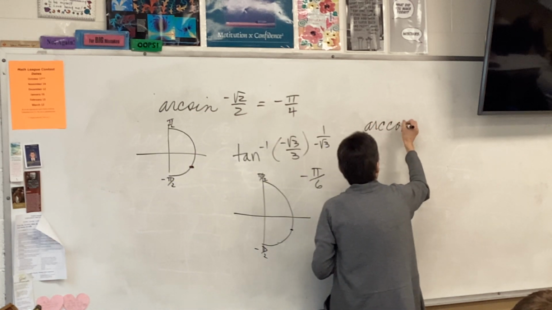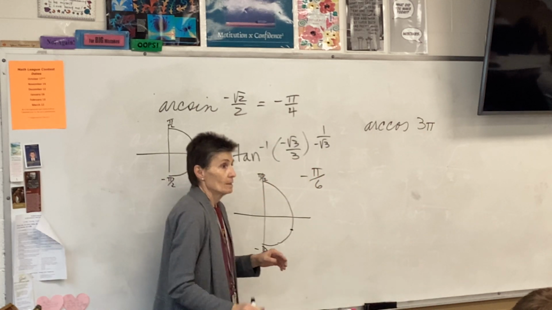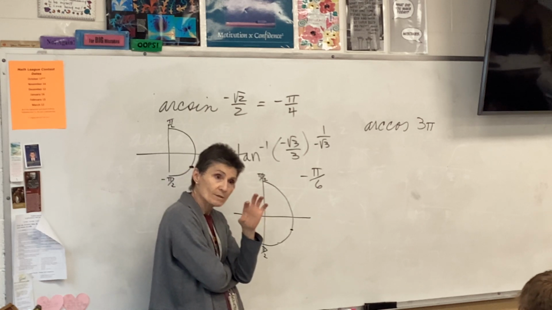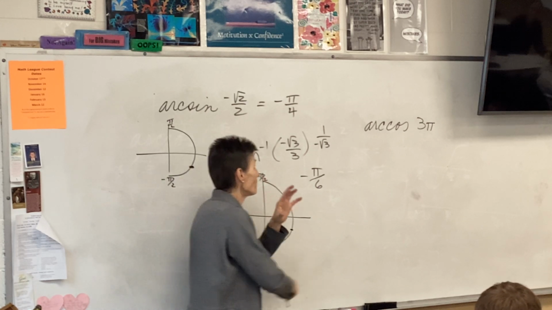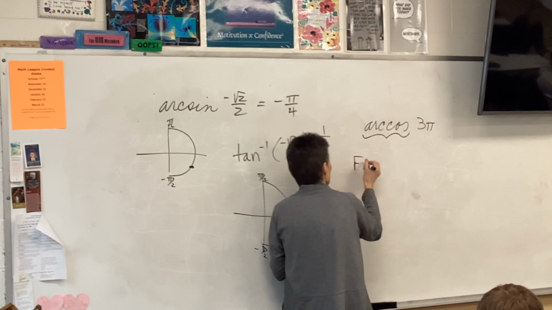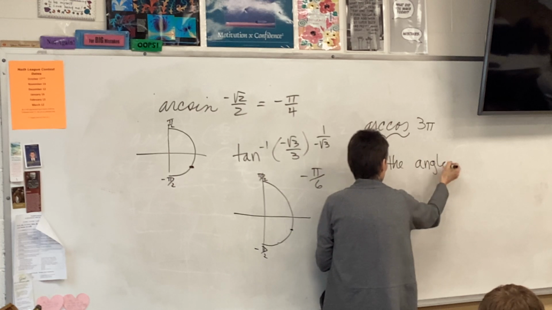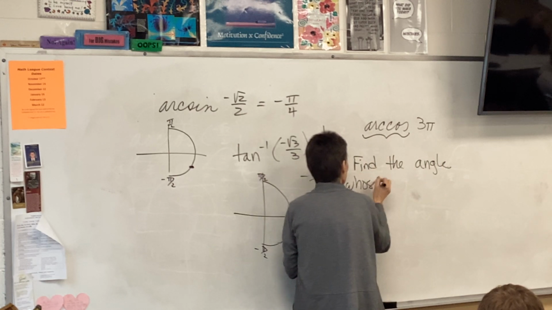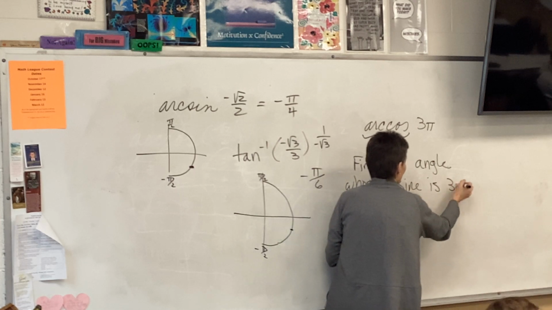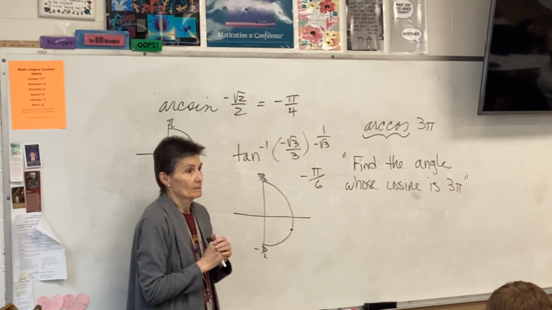Arc cosine 3 pi. Now, a little tricky for day 1 on this topic, but remember, this notation literally says, find the angle whose cosine is 3 pi. That's what the problem says. Find the angle.